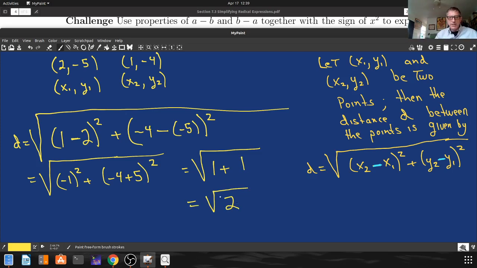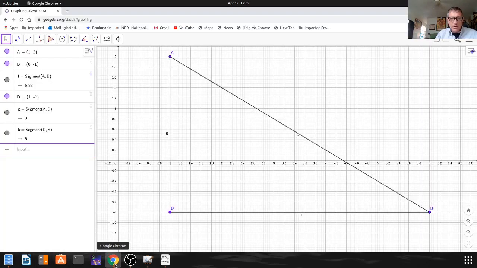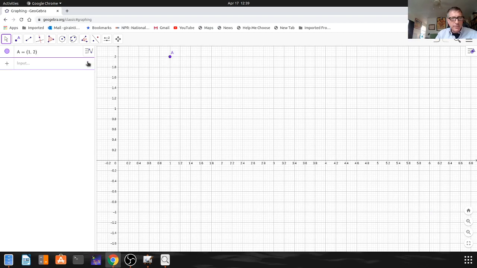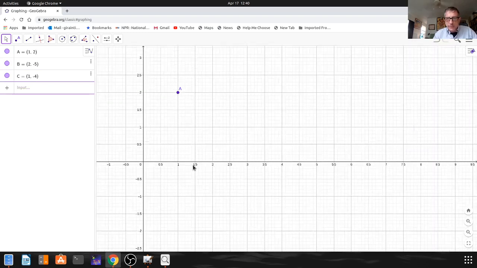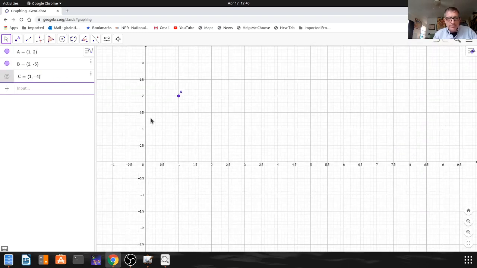So just so you can see this and you understand what's going on, let's go over here. I'm going to erase everything. So I'm going to put in the points, 2 and minus 5, and then the point 1 and minus 4. Where did it go?